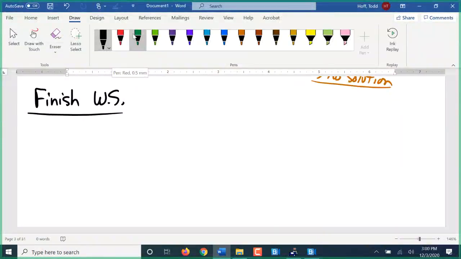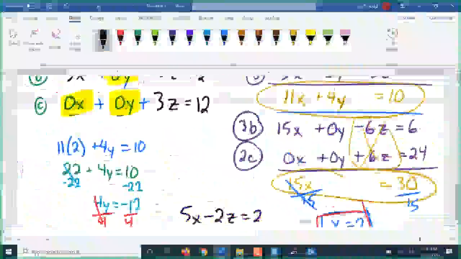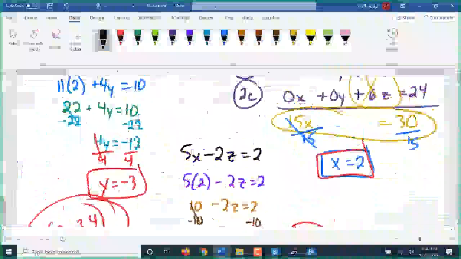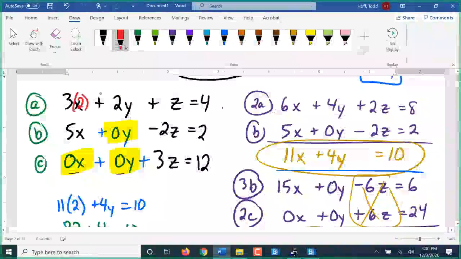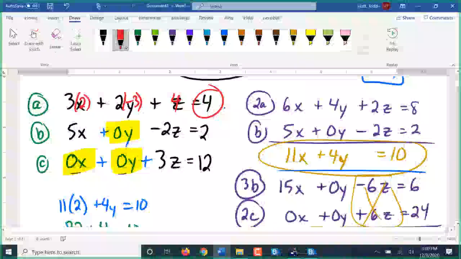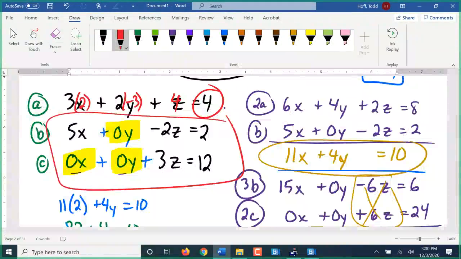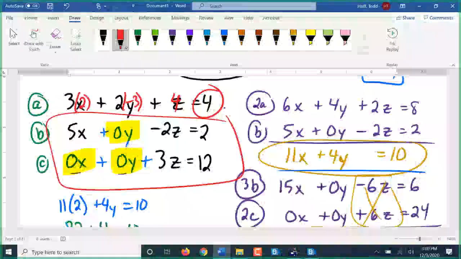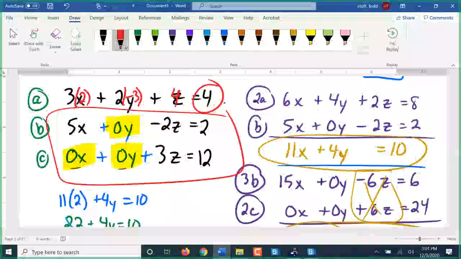Remember, we can always double check our answer by going back to the system. That one didn't get a solution, but here we had 2, negative 3, 4. We can go back up here and put in 2, negative 3, and 4 and make sure we get the correct number. We just have to make sure we do it for all 3 equations, because it is very possible for that solution to make 1 or even 2 of the equations true, but not all 3. So make sure you test it in all 3 equations if you need to.